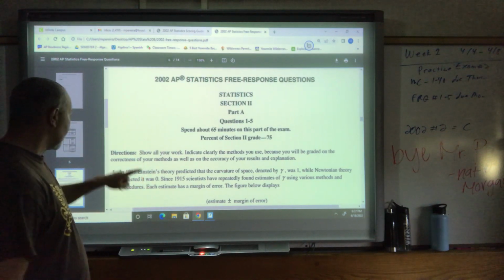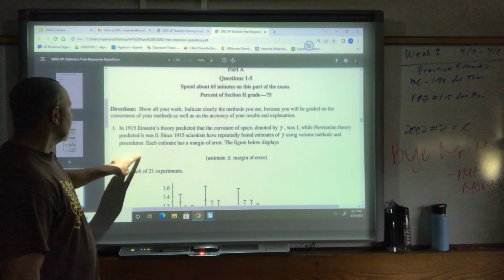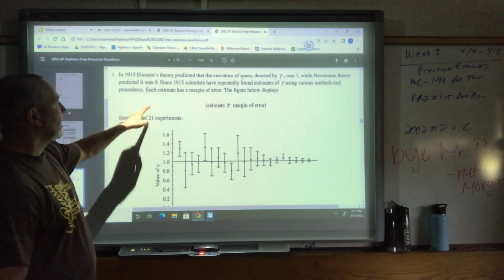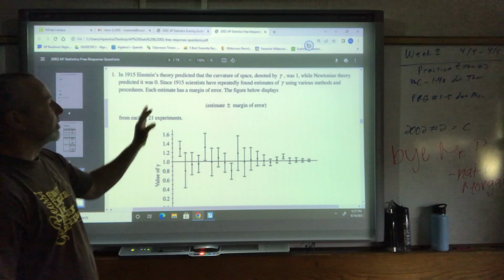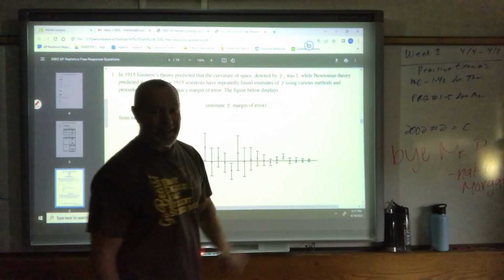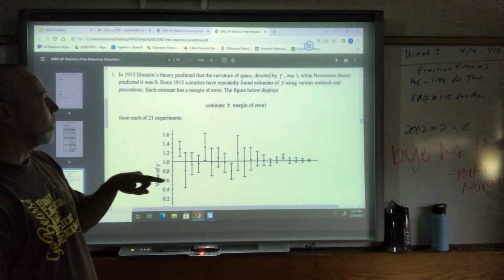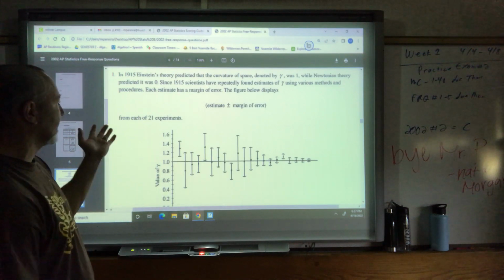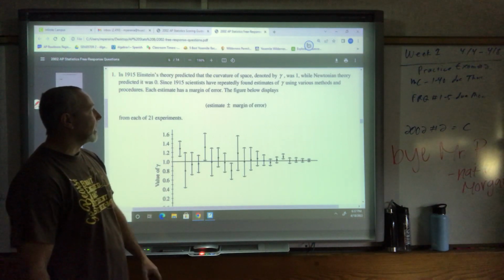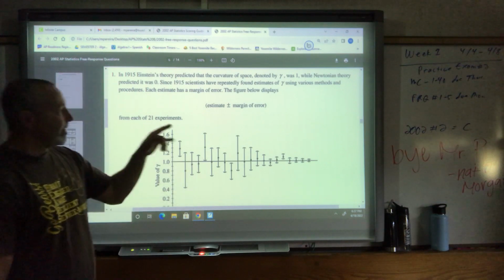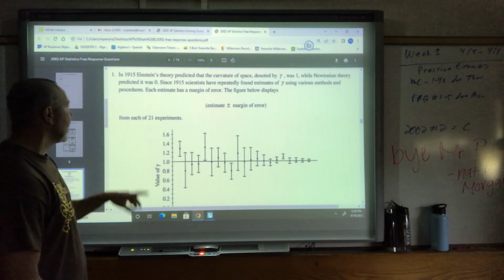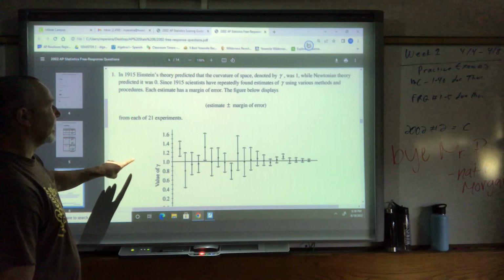First off, here it says, in 1915, Einstein's theory predicted the curvature of space, denoted by, I don't know how to say that, excuse my ignorance, but I wrote that symbol best I could, was 1, while Newtonian theory predicted it was 0. Since 1915, scientists have repeatedly found estimates of that variable using various methods and procedures. Each estimate has a margin of error.